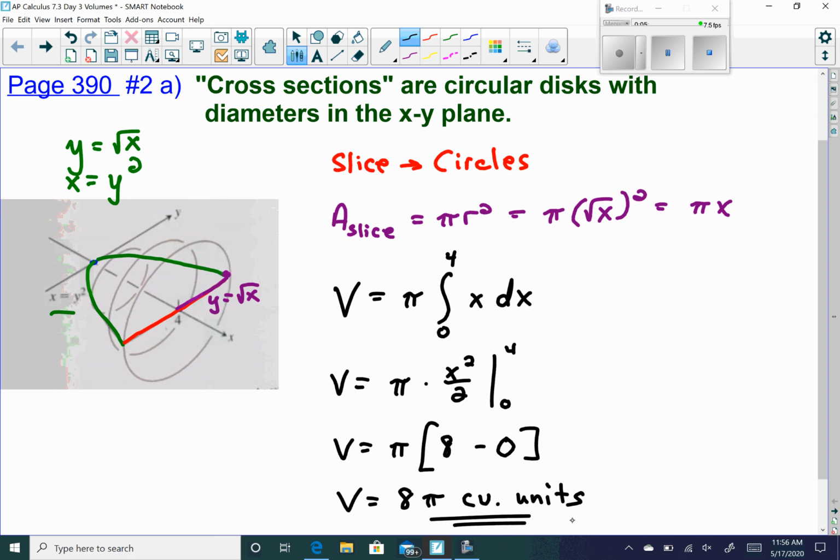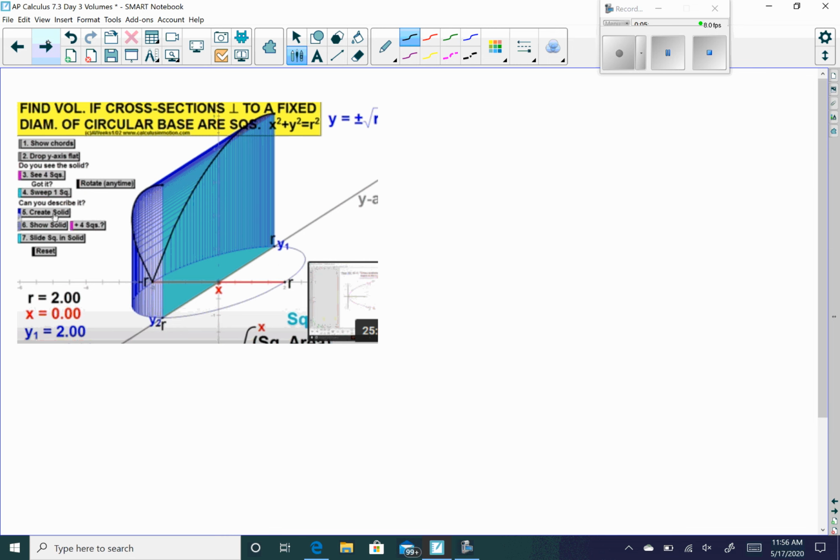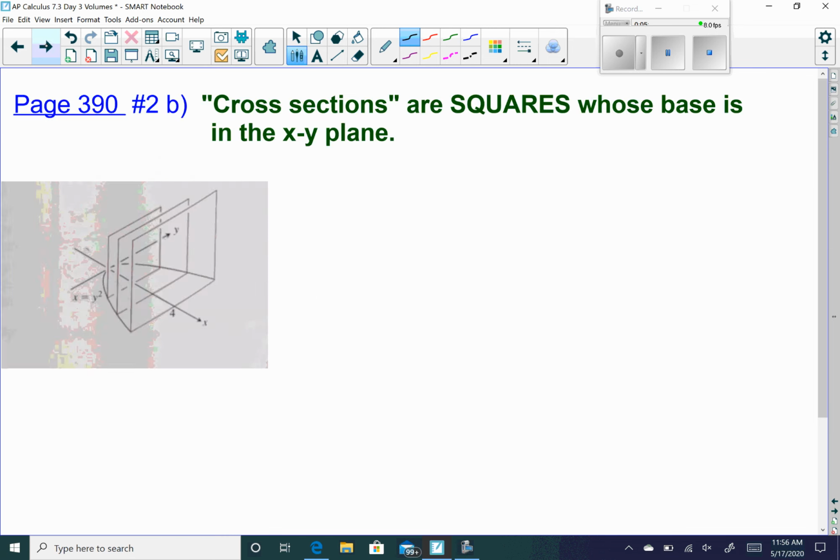Alright, so again, the toughest part is just trying to figure out how to set up the area. If the picture's already drawn for us, that's a nice bonus. Other times we have to draw this out. So let's take a look at 2b. This was just the picture I captured, just so you guys could see this from the animation. Alright, 2b. Here the cross sections are squares whose base is in the xy plane.